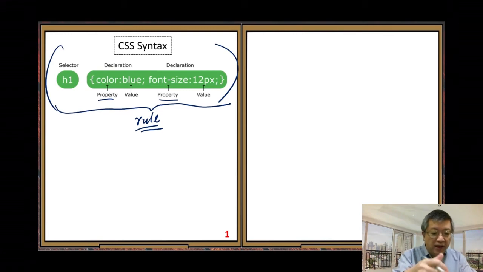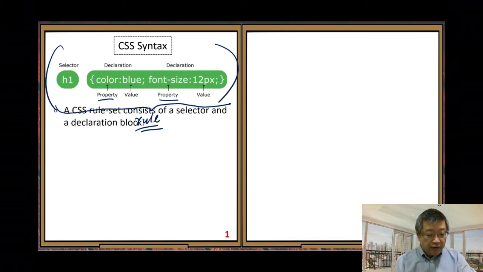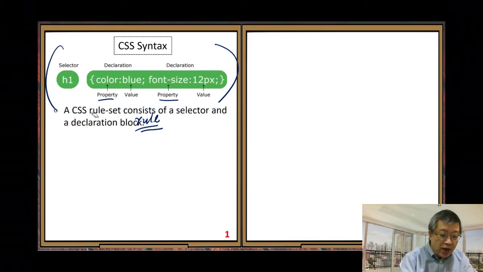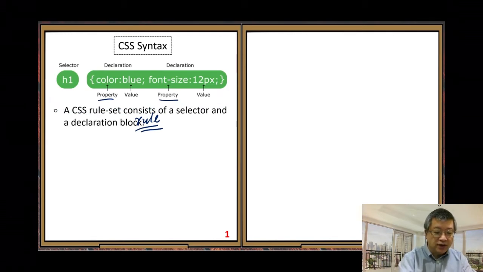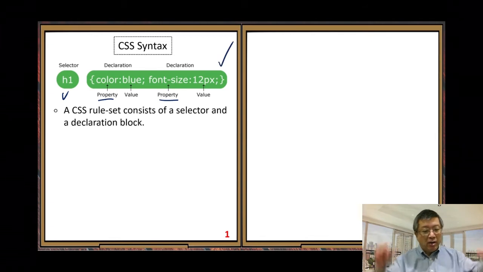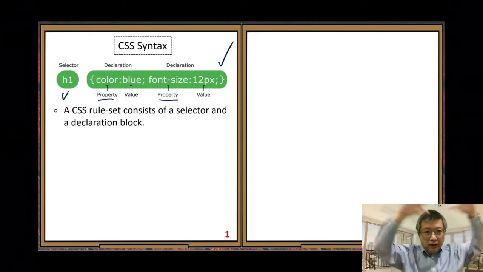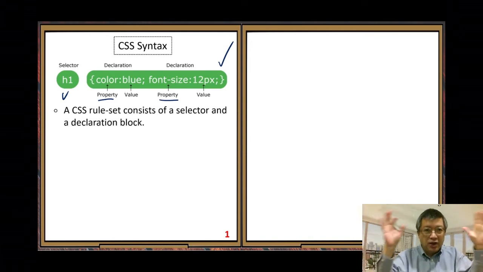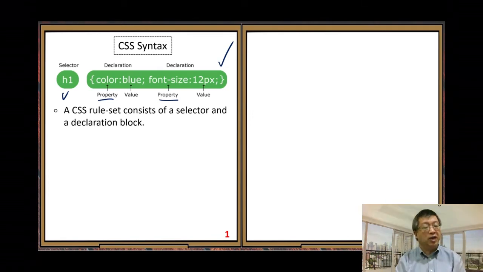Let me explain the basic elements in this example here. First, a CSS rule set. That's what we call a rule set. It consists of a selector and a declaration block. A pair of curly braces. The whole thing, curly braces, inside that pair of curly braces, is the declaration block.